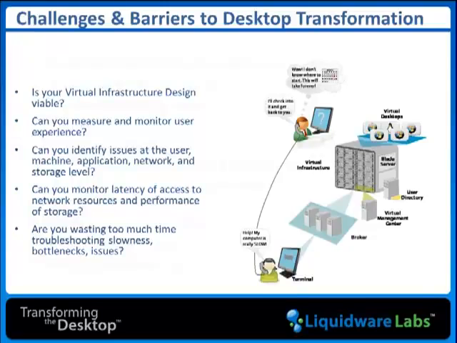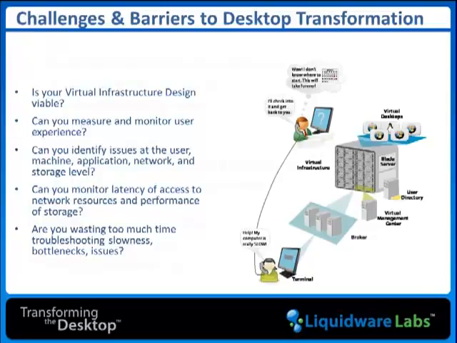Next, can you monitor and measure user experience? Now, user experience is normally a non-quantifiable thing. It's a very seat-of-the-pants feeling. And we want to be able to assign some hard numbers and hard metrics to that in order to make sure that we can quantify those values and be able to show whether we're getting better or worse. And we're going to discuss a number of reasons as to why that's important.